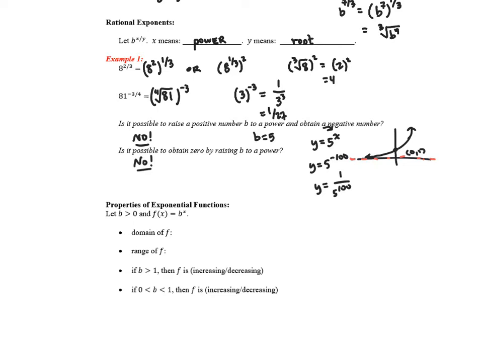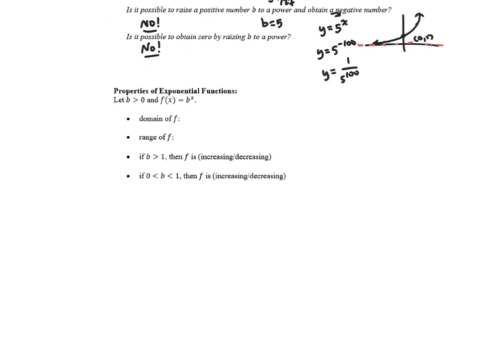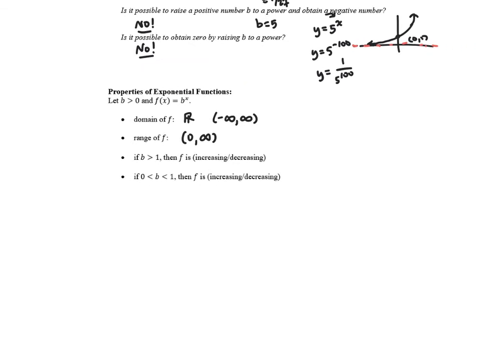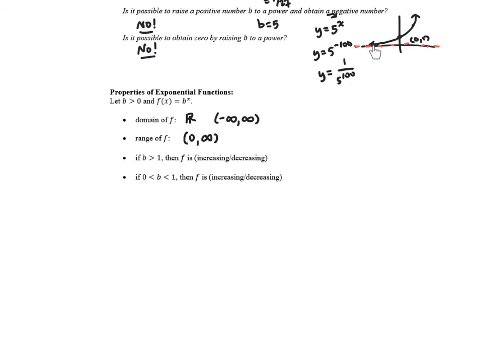Some properties of exponential functions. If we let b be a number greater than 0, and f of x is equal to b to the x, the domain, we can plug any number in for x. So our domain is all real numbers, written either in that way or in this interval notation. The range though is from 0 to infinity. We saw in our sketch above our function, its lower limit is 0, never equaling 0, and its upper limit doesn't have one. So the range is 0 to infinity, regardless of what b is.